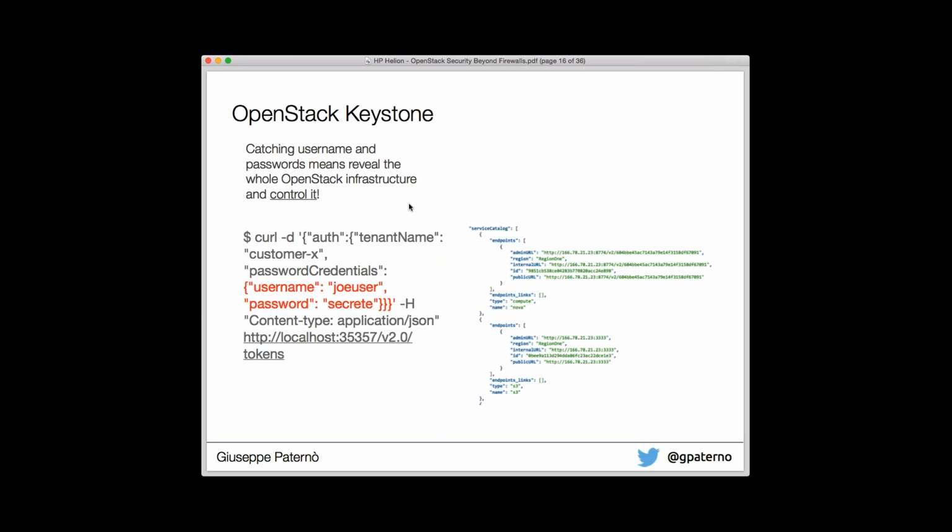So, as I said, be very careful with Keystone, because guessing a password is very important and very dangerous. As you can see from the screenshot here, with a simple curl and a guessed password, you can do it very easily. You can get all the endpoints of your infrastructure, which means I have all the control and all the information I want to attack your infrastructure.